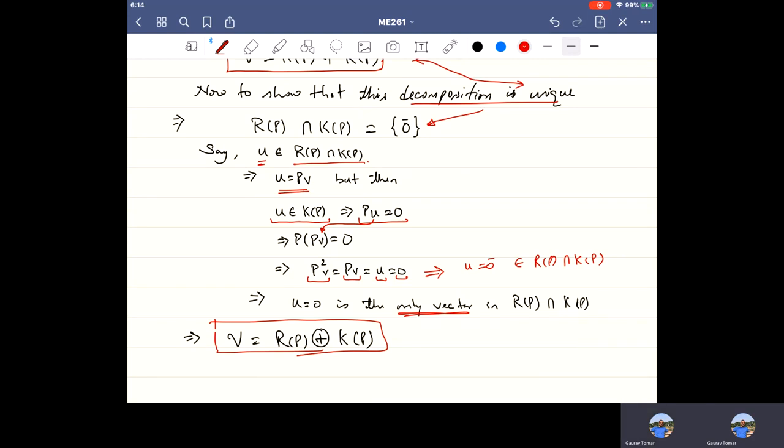Now, this means that the dimension of V is the same as dimension of range of P plus dimension of null space of P. That's what it means, right?